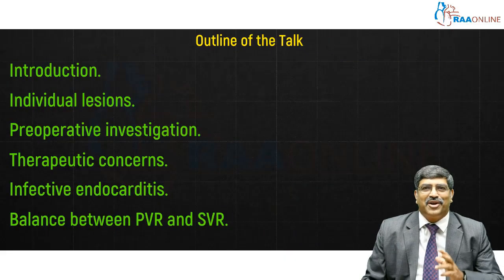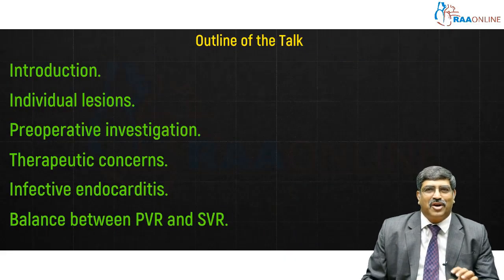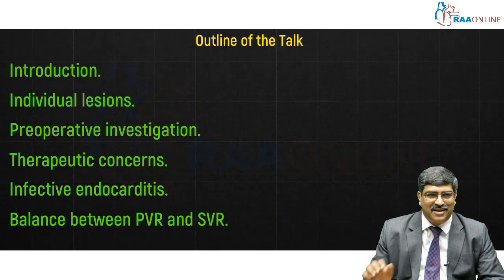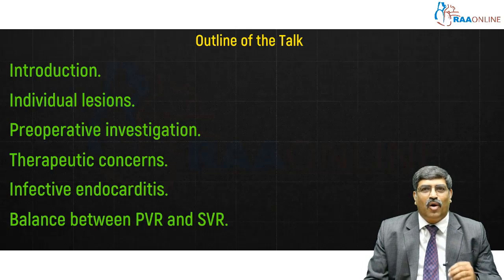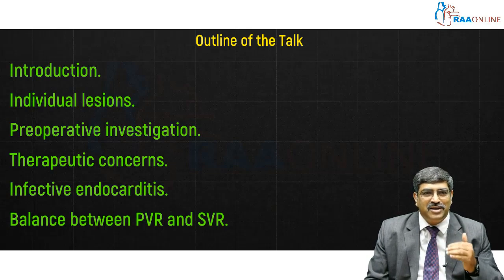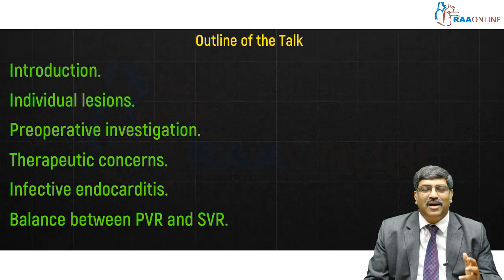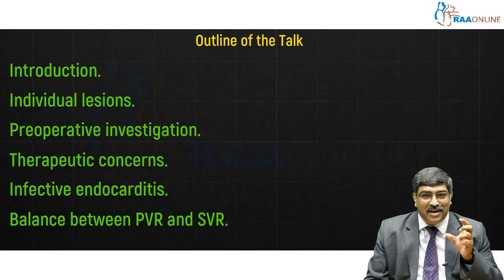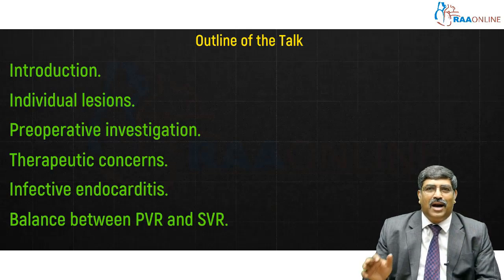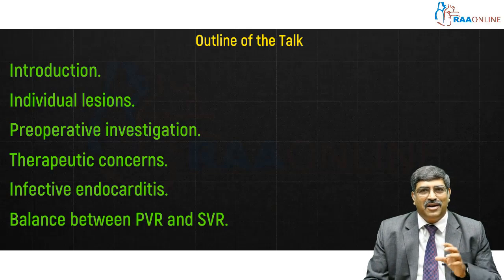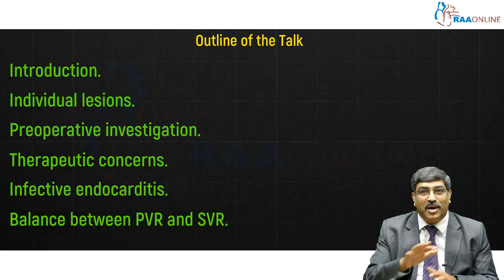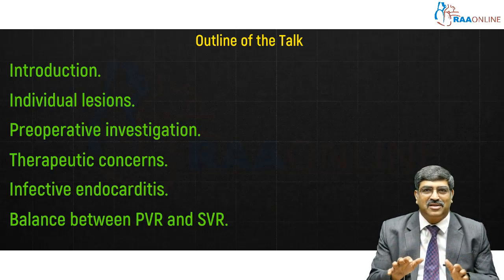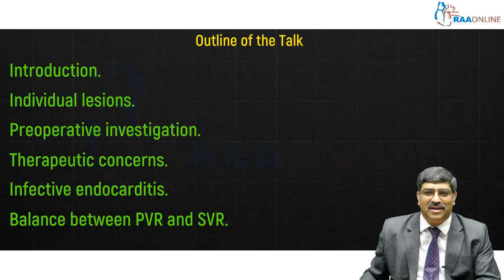In the next 45 minutes, I will be talking about a brief introduction of congenital heart disease, then deal with them individually: what preoperative imaging modality you will use, therapeutic concerns in the intraoperative period, and before winding up, I will give a brief account of infective endocarditis and how you balance the circulation by altering your pulmonary vascular resistance and systemic vascular resistance.